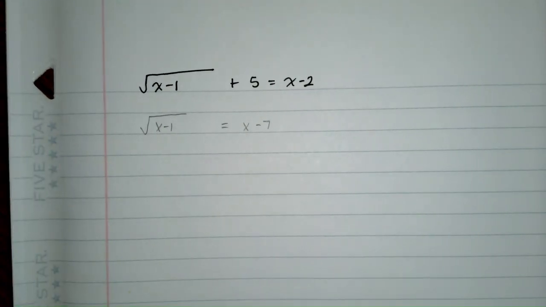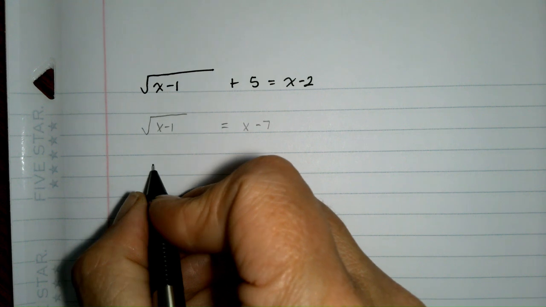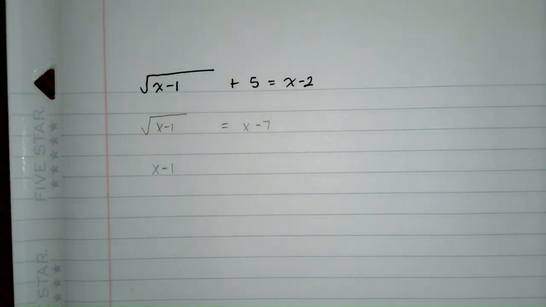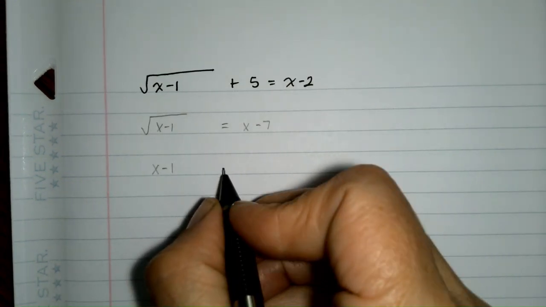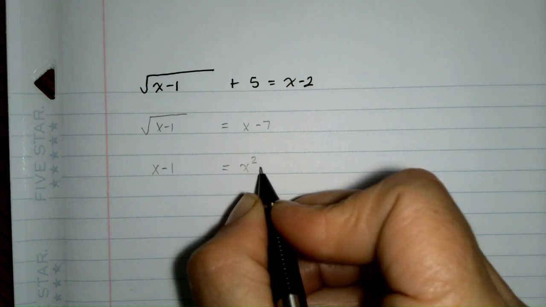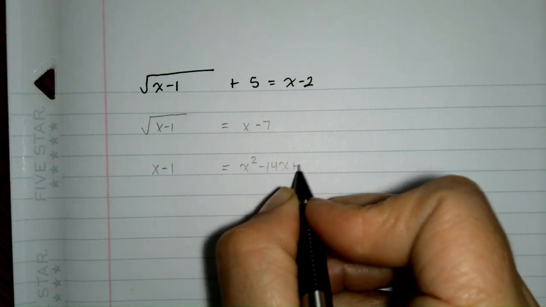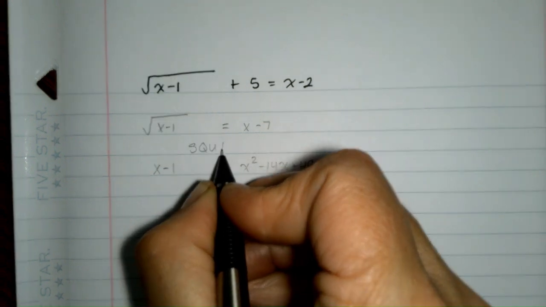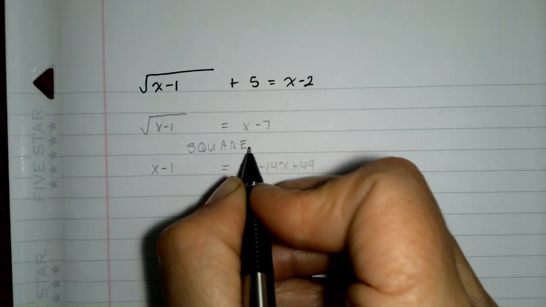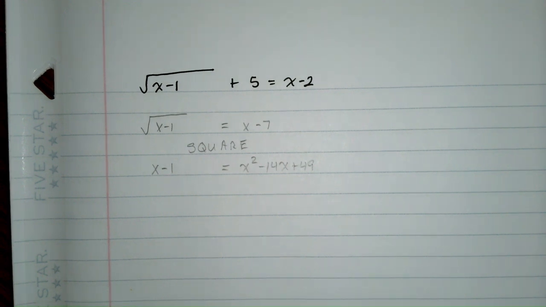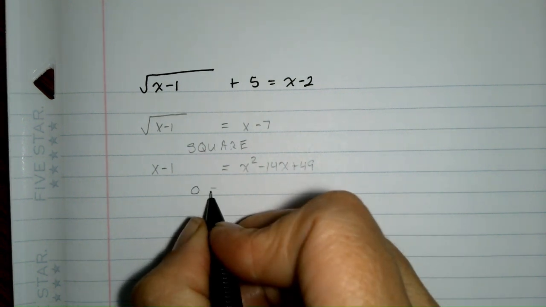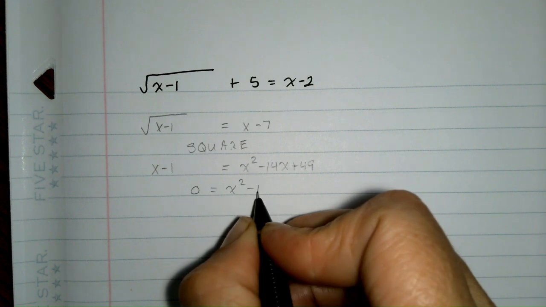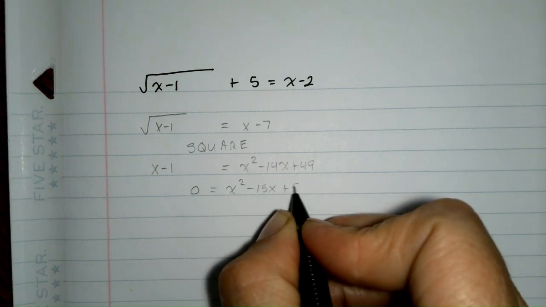And then I'm going to square both sides. So on the right, that's all one group. So when I square it, the square cancels out. Here it's a binomial, so when I square it, I must FOIL. And again, we squared both sides. Quadratic, so 0 equals x squared minus 15x plus 50.